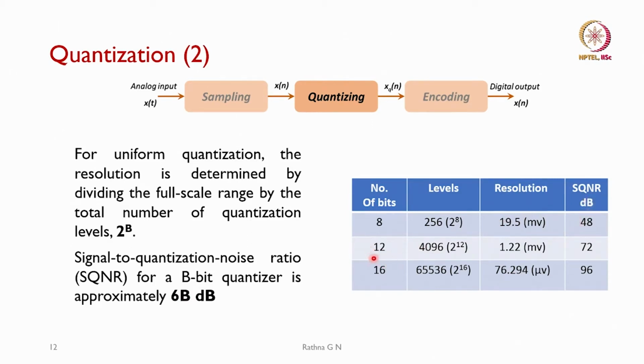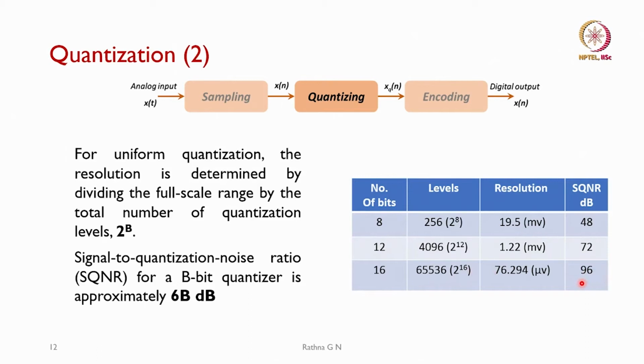If I increase the number of bits to 12 bits, then I will be representing the number of levels as 4096, which is 2 power 12, and the resolution, as you will see, will be 1.22 millivolts. Compared to this, I have more resolution between the bits, and my signal to quantization noise ratio increases to 72 dB. For 16-bit quantization, I will be achieving somewhere around 96 dB.